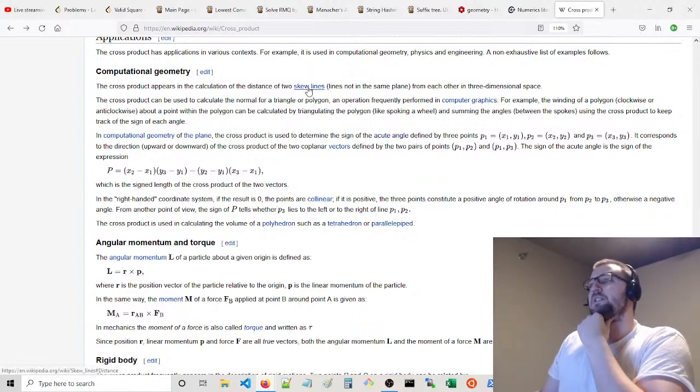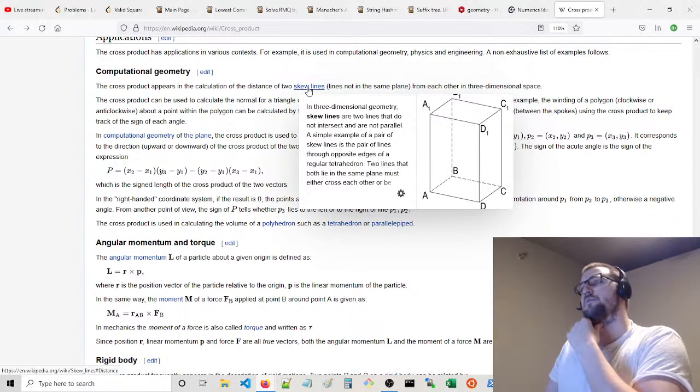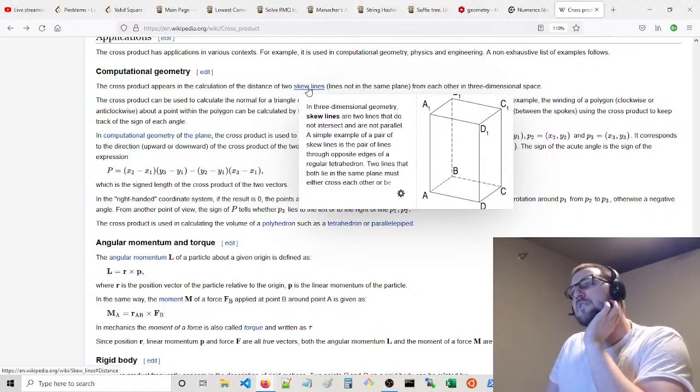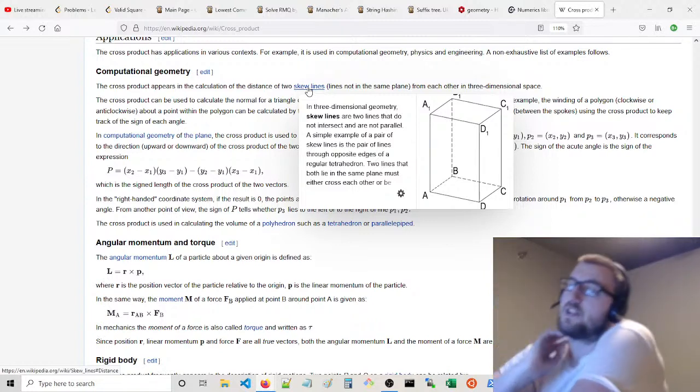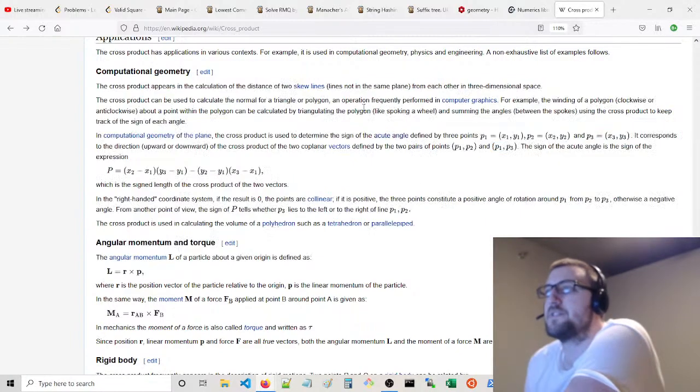Distance of two skew lines not in the same plane, not intersected or not parallel. A pair of skew lines is a pair of lines through opposite edges of a regular tetrahedron. So I guess something through AD and something through C and C1. Those two lines, they're not parallel and they do not intersect. Yeah, interesting. You can have lines like that in three-dimensional space. Those are skew lines.